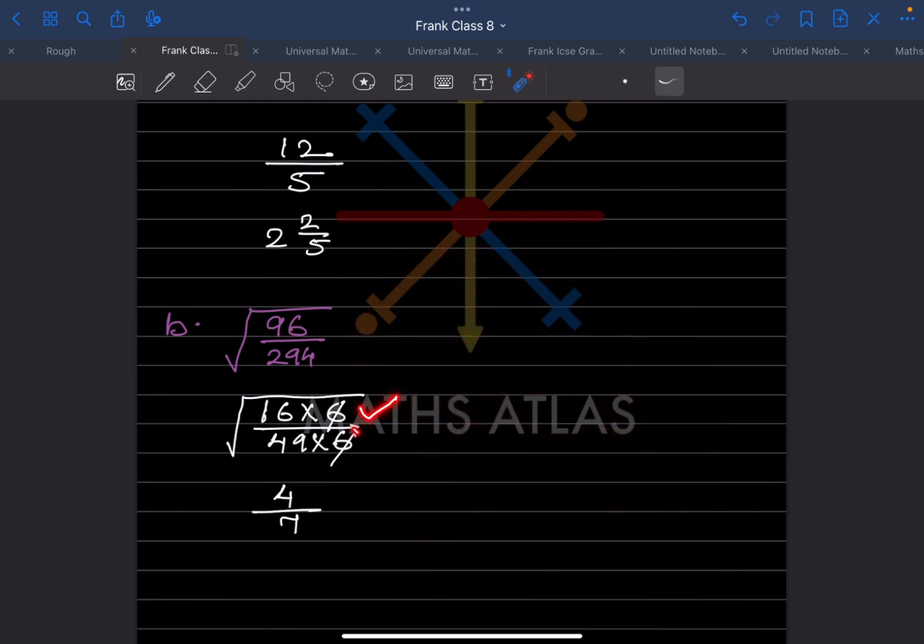Same you will do for this. You will take the factors of 294. In that we get the bigger perfect square, that is going to be 49 into 6. So now this and this you can cancel out. Again you can add one step over here if you want. You can separate the roots, and this perfect square will be 4 and this will be 7. Root of 49 will be 7. So this is the answer.